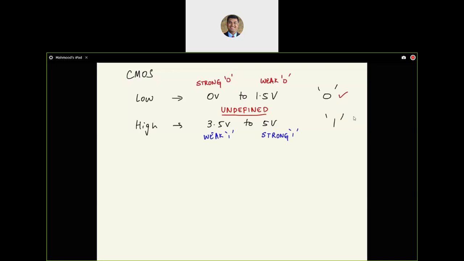So briefly, the purpose of a buffer is to translate a weak 0 or a weak 1 into a strong 0 and a strong 1. That's essentially what we are going to use a buffer for. And we'll see that with some examples.